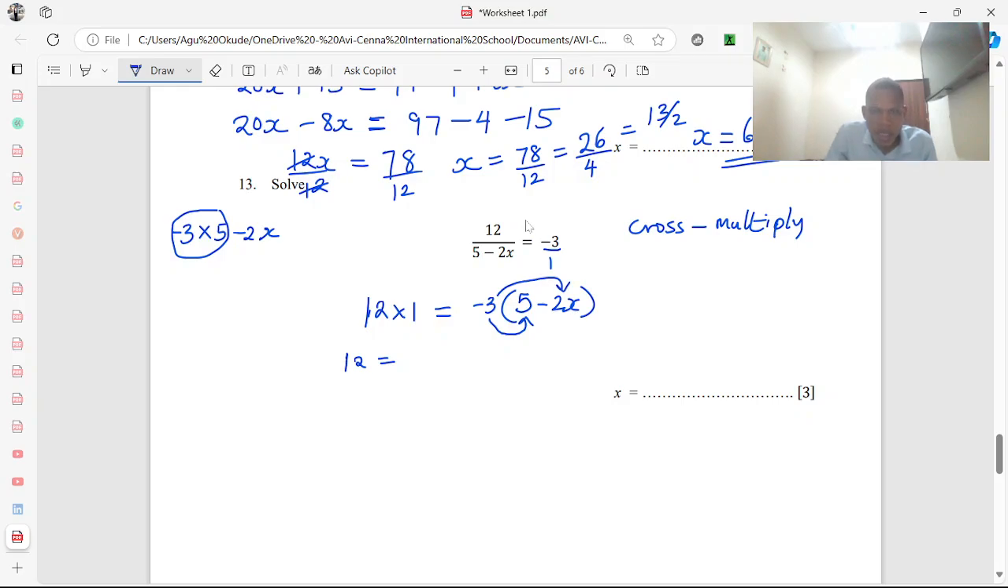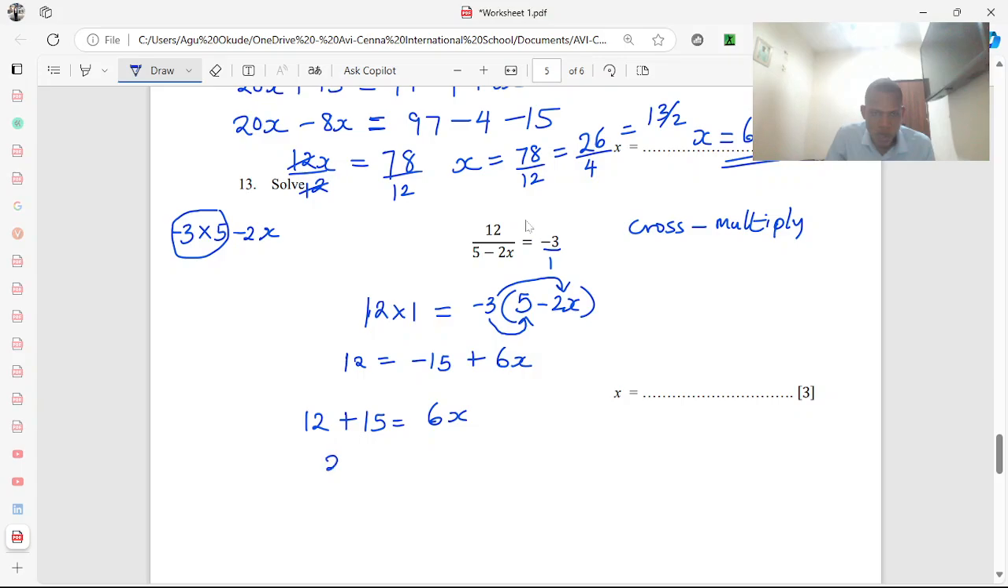So -3 times 5, that's -15. You have minus times minus, give us plus. 3 times 2x gives us 6x, right? Now at this stage, collect like terms. So I have 12 on my left. So I'm moving this -15 across the bridge to the left. It turns to plus 15, right? Is equal to what I have here is only 6x left.